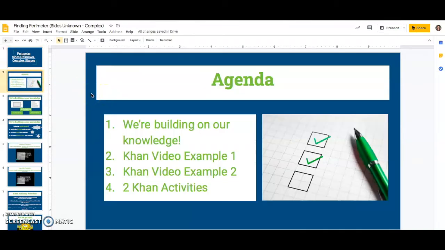On our agenda today, we're continuing to build our knowledge of perimeter. You will watch 2 Khan Academy video examples, and then you'll do 2 Khan Academy practice activities. Now, that might sound like a lot, but don't worry, it's only 8 problems, so no need to stress.